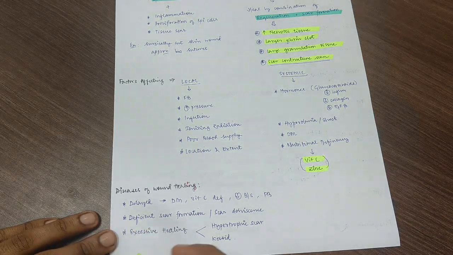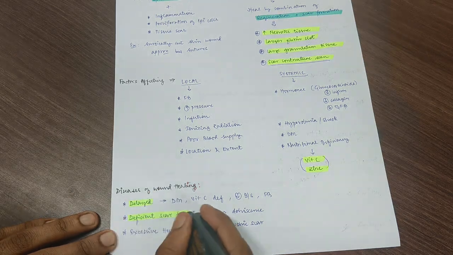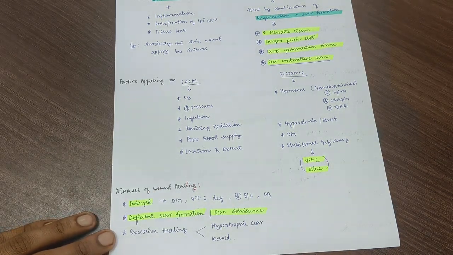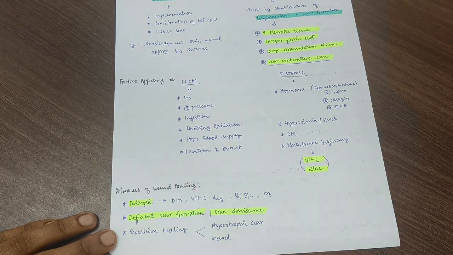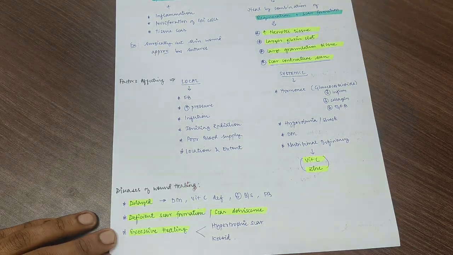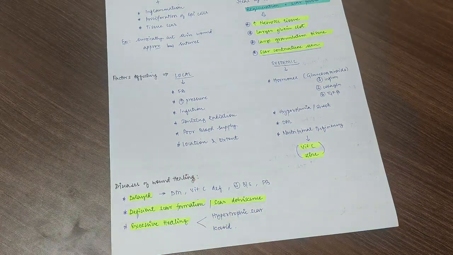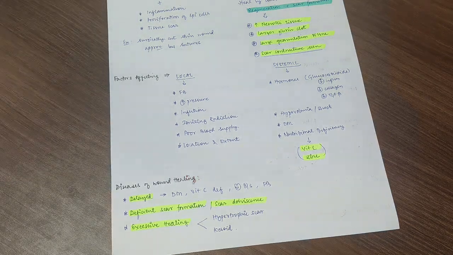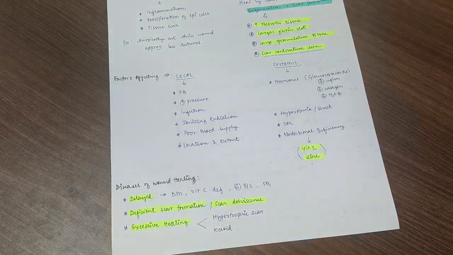And deficient scar formation. One is delayed and deficient scar formation or scar adhesions. That is called decreased scar formation. There is improper repair mechanism. Or there is excessive healing, and that excessive healing will be of 2 types. One is hypertrophic scar, the other one is keloid. This is what we have told regarding wound healing.